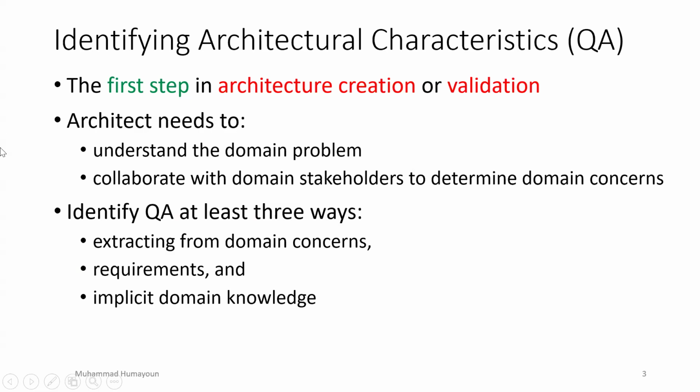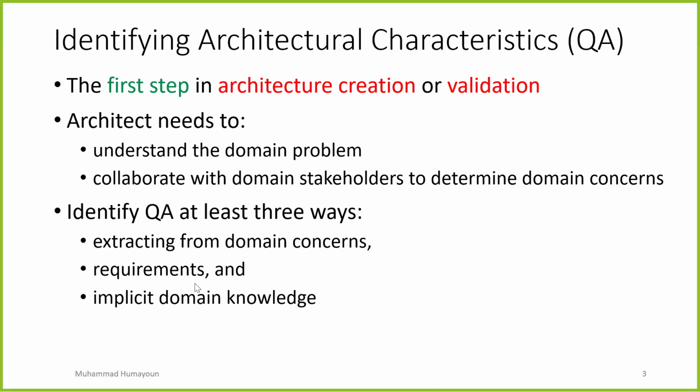So let's start from where I left. Identify quality attributes at least three ways. We need to extract quality attributes from our domain concerns, like what area we are working in, and from those domain concerns we can pick. We can also pick them from the requirement documents that we receive. And then there could be some implicit domain knowledge that can guide us to what architectural characteristics we should pick or identify.